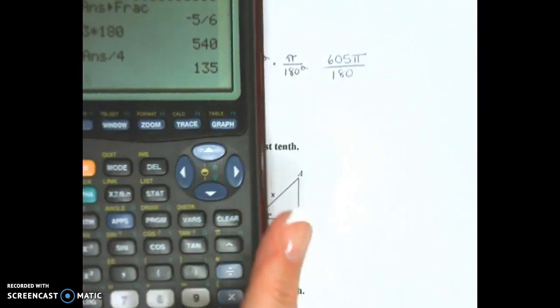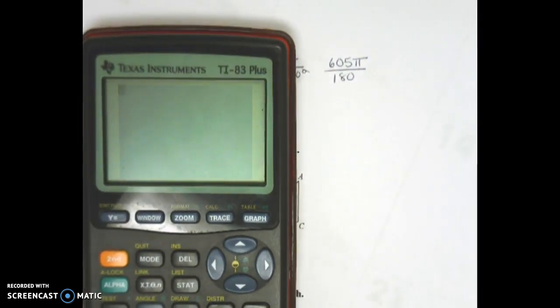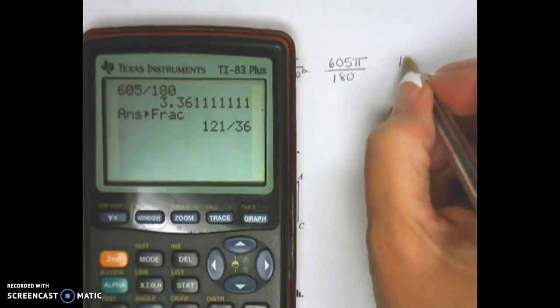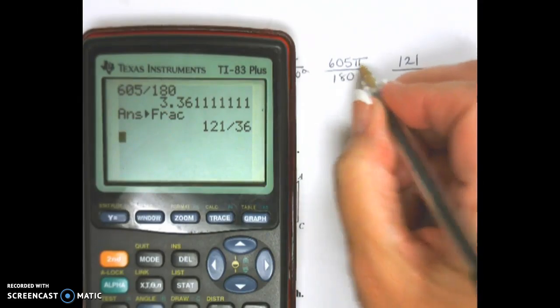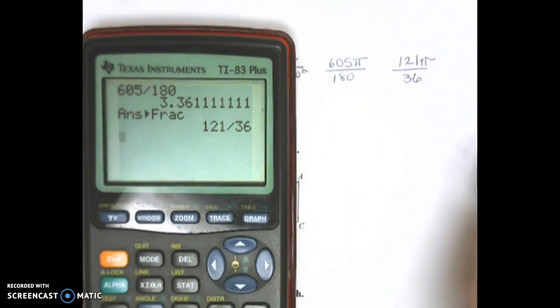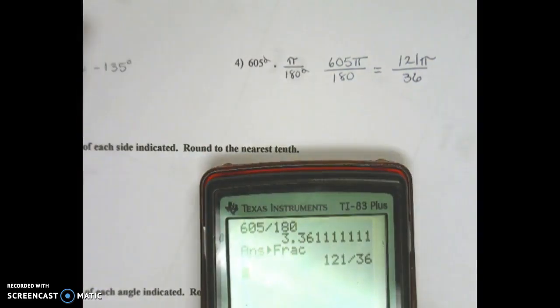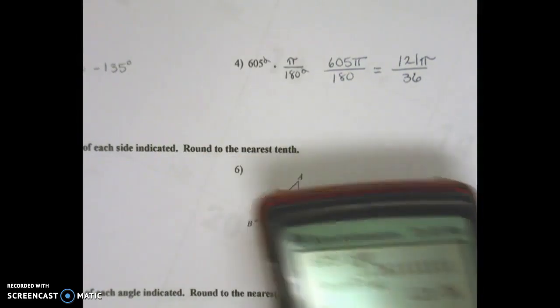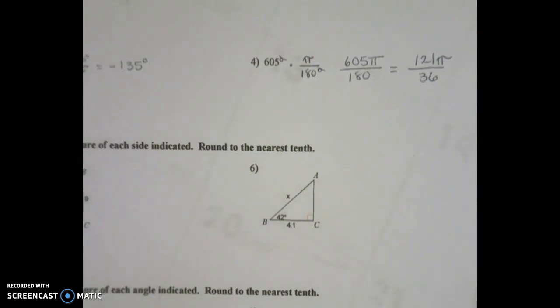So let's clear my calculator. And I'm going to type in 605 divided by 180. Enter, math, enter, enter. And this reduces to 121 over 36. Now I mustn't forget my pi. So that goes on top, and that's my answer. This is how you will do the first 10 of the problems on your assignment. If you want to pause and do those now, that would be great.